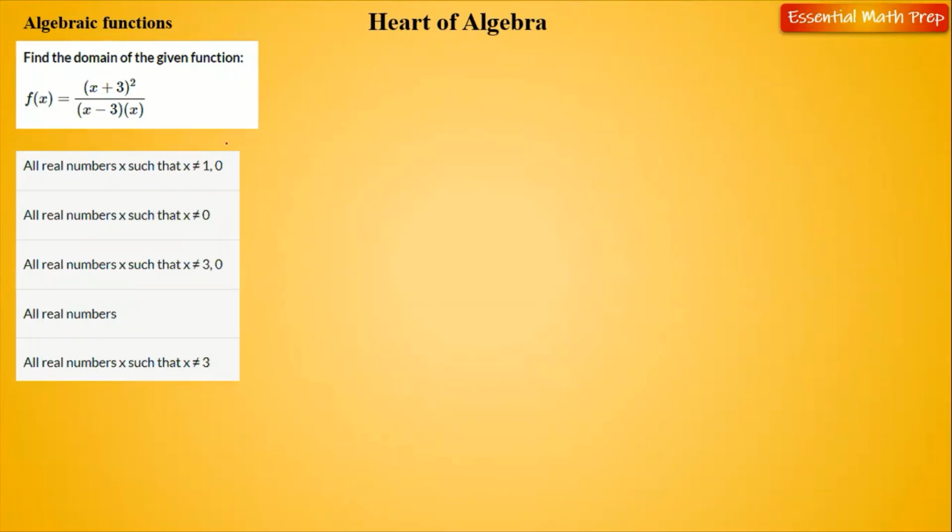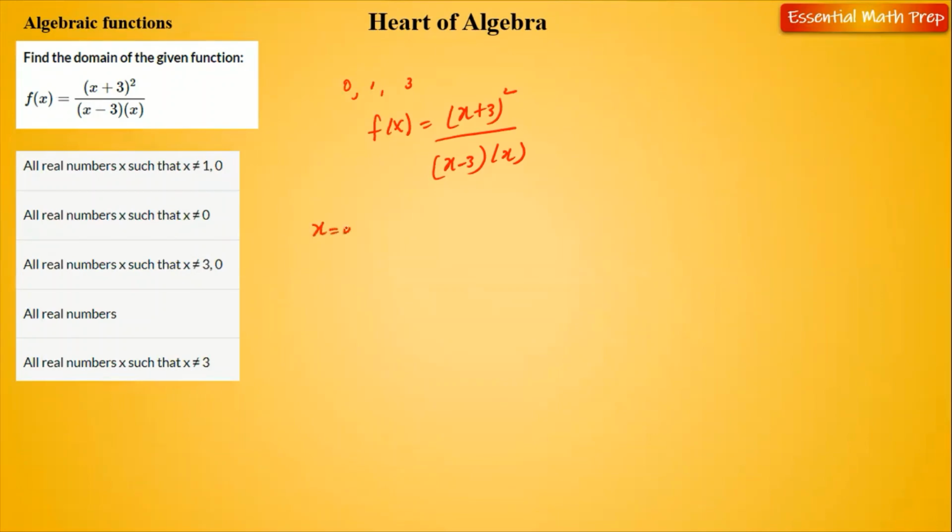If f of x equals (x plus 3) whole squared divided by (x minus 3) times x, if you just browse through the choices, you see 3 numbers: 0, 1, and 3. Okay, let's write the function f of x equals (x plus 3) whole squared over (x minus 3) times x. Let's substitute values of x of 0, 1, and 3 into this function.